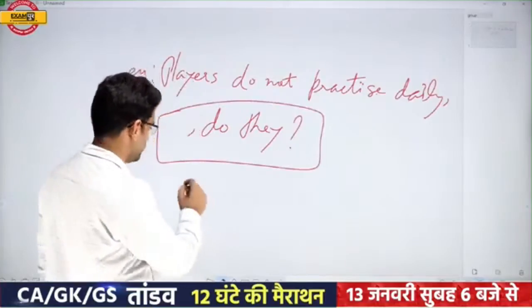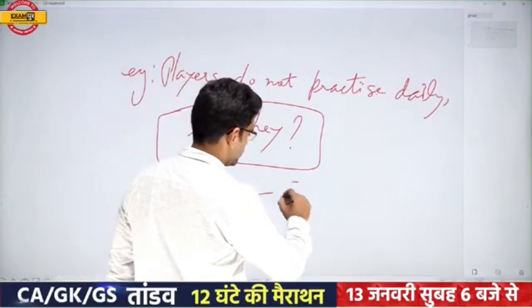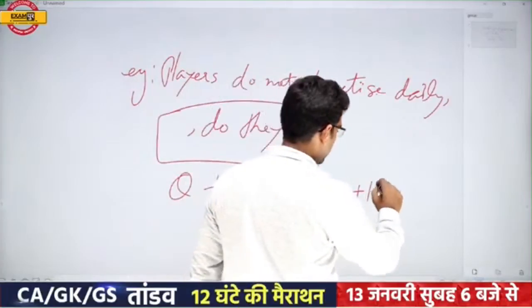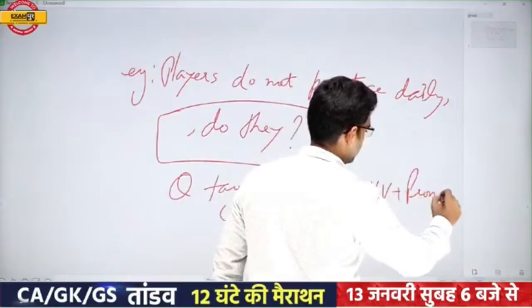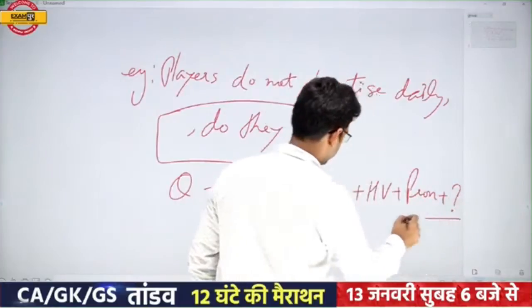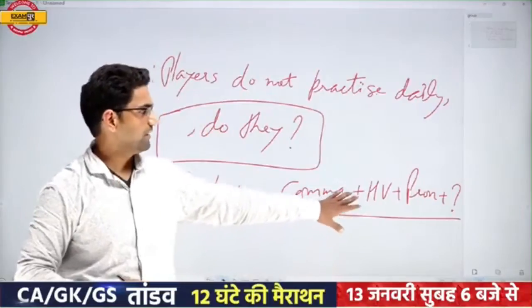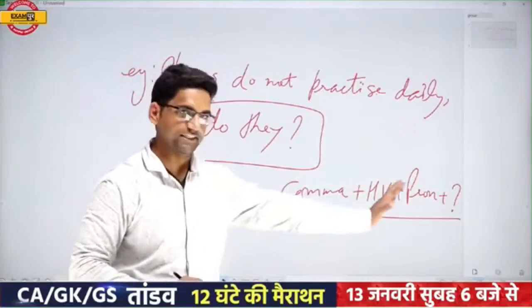All right, so question tag means use comma, then helping verb and pronoun plus question mark. Comma plus helping verb plus pronoun and question mark. This is how you form the question tag.